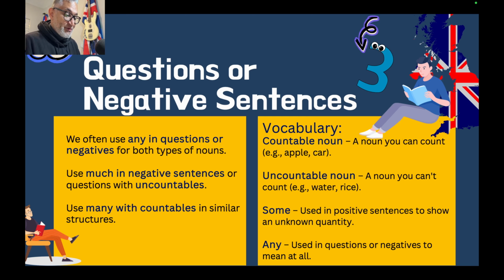Some. What is some? Used in positive sentences to show an unknown quantity. We don't know some people. I don't know the number, okay? I know that people is countable, but when I put some people, I just don't know the exact number. It's not specific, okay? Any. Any is used in questions or negatives to mean at all. So I don't have any milk left. I don't have any milk at all. I don't have any portion of milk in the fridge, for example.